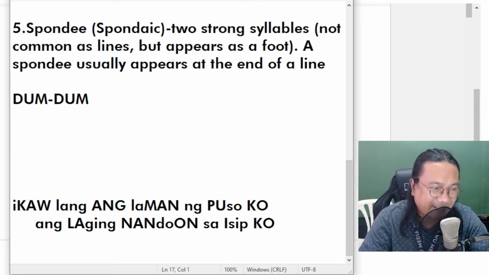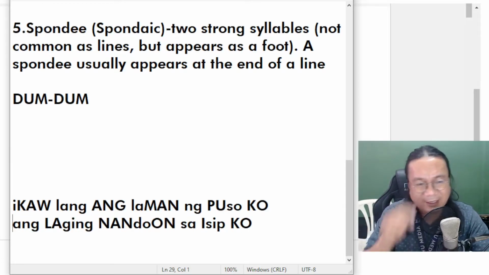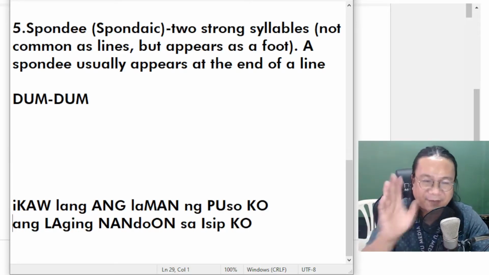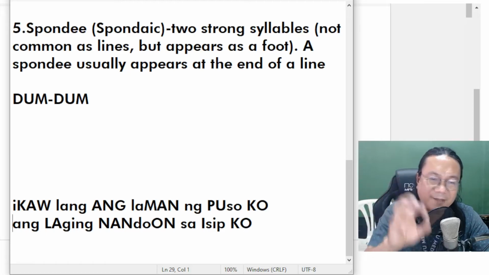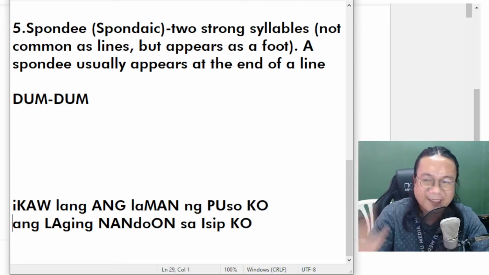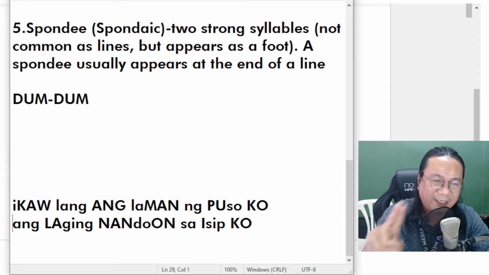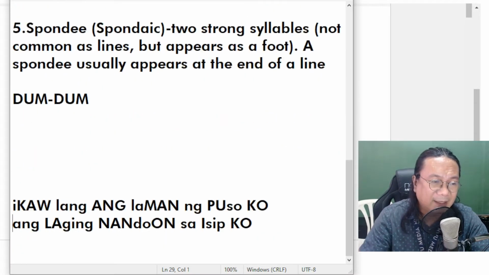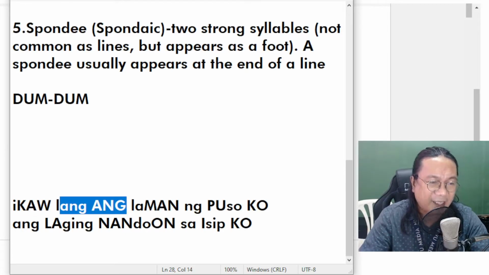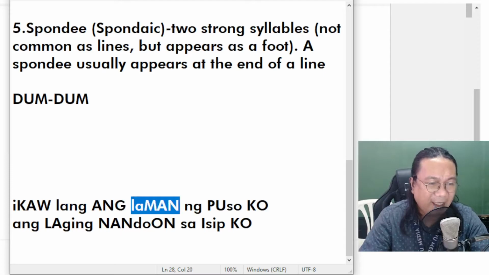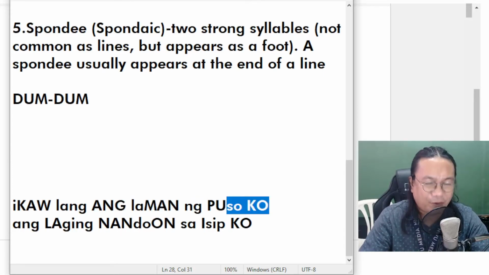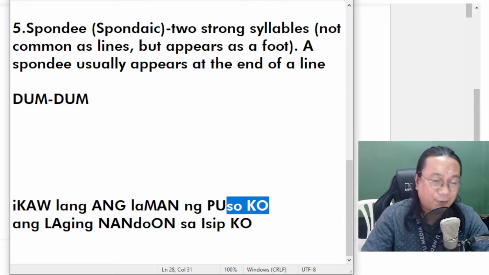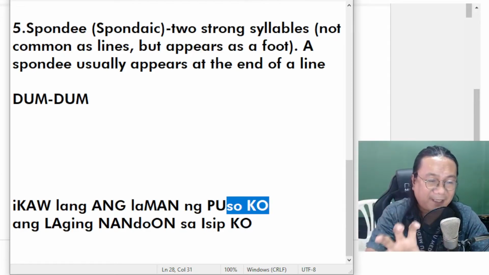For example, this is pentametric, which is 5 sets of foot. 5 sets, 5 plus 2 sila. And I'm using iambic, which is the dum. So ikaw is 1 foot, lang-ang is another foot, then laman ng pu, and then soko, that's another foot. So it's 5 feet in 1 line.